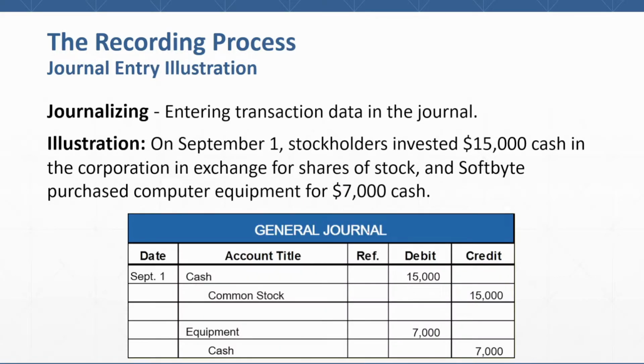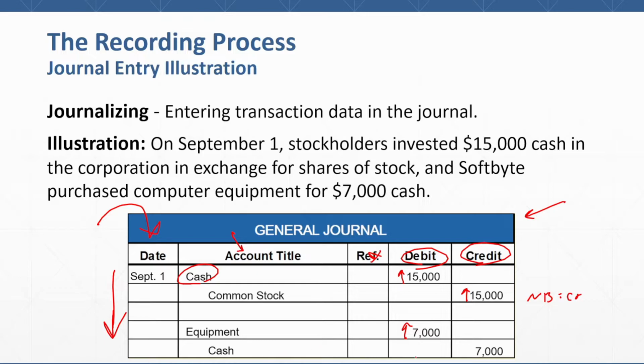This is an example of a journal here. The first column is date, because the order is by date. The second column contains the names of accounts. And forget about the reference for now, we do have debit and credit columns on the right side. So the first one was cash and common stock. Cash was increased, it's an asset, so we debit it. Common stock is also increased, but it is a liability, so we credit it because its normal balance is credit.